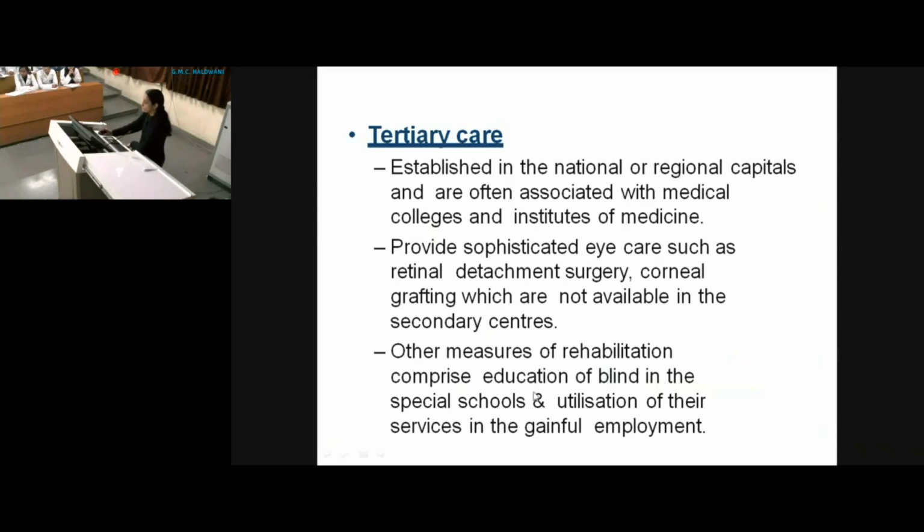Other measures of rehabilitation comprise education of blind in the special schools and utilization of their services in gainful employment. Have you visited National Association for Blind in Golapar? No? So you might be visiting during your 6th semester clinical posting, NAB, National Association for Blind. कहाँ पे है ये? गोलापार में. So that is a special school for blind.